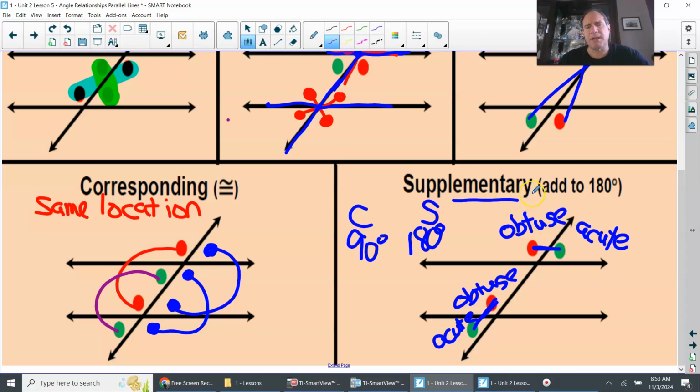Supplementary angles add up to 180 degrees. It could be 2 or more angles, and they do not have to be next to each other. So supplementary angles are 1 obtuse and 1 acute.